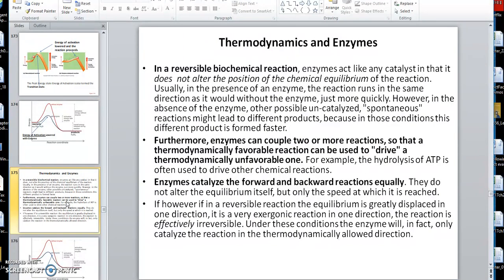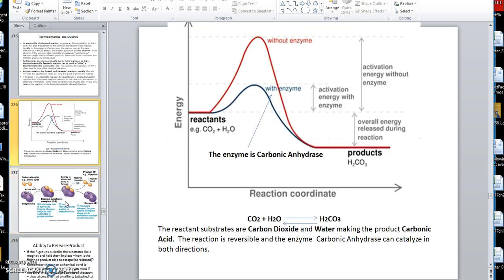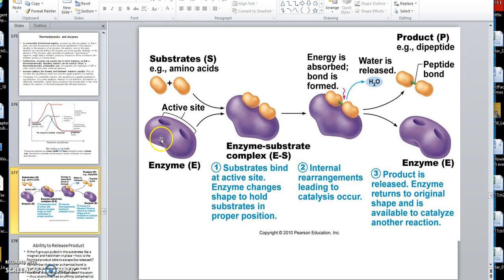So enzymes can not only catalyze a reaction going forward, it can also catalyze the same reaction going backwards in a reversible reaction. It can speed it up in both directions. Okay. Here again, substrates, active site.